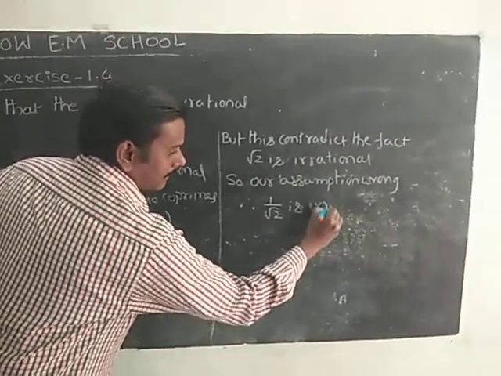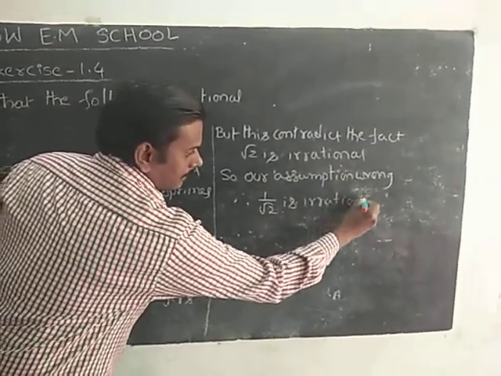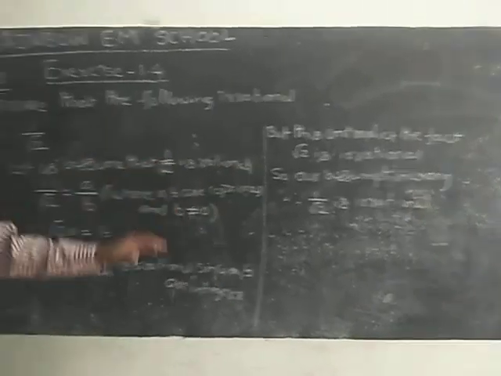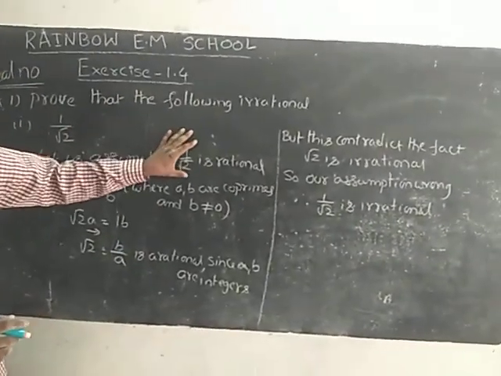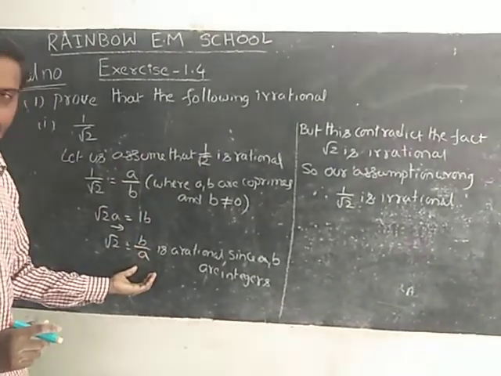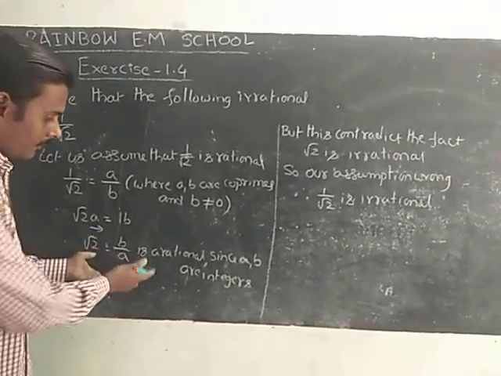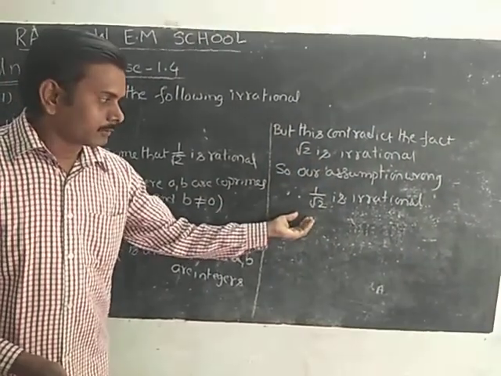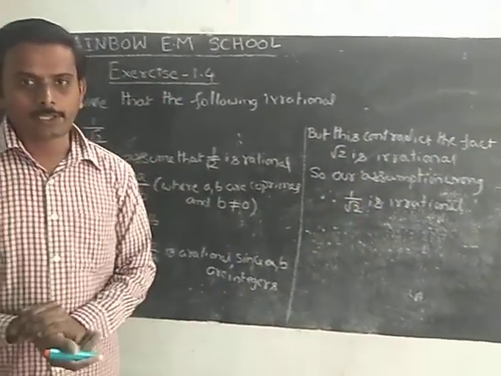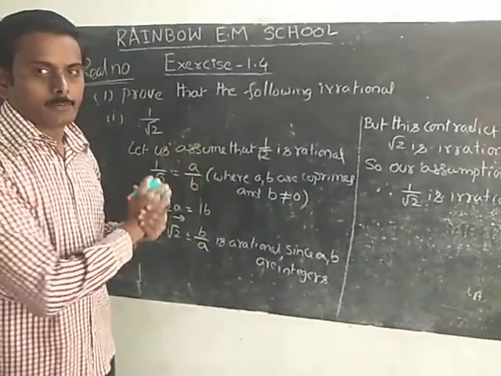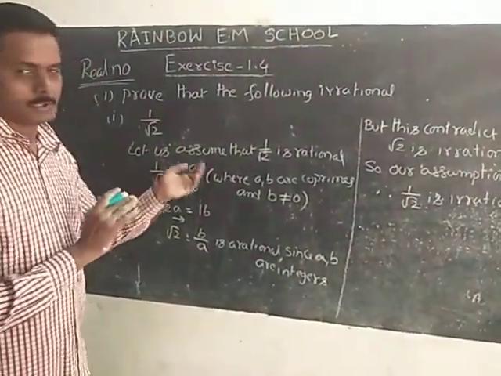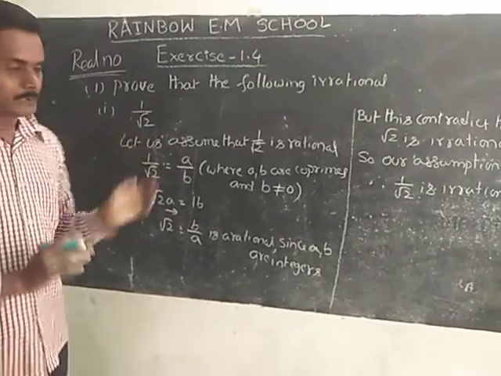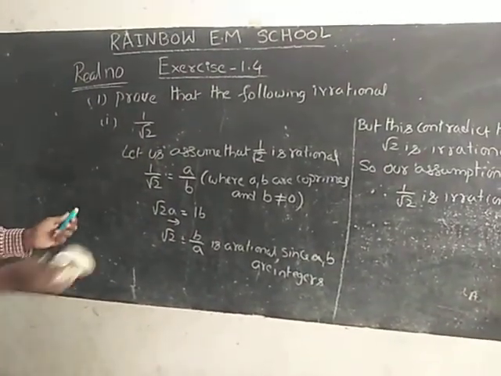Okay, this process is called proof by contradiction. First we have taken the given number as rational. We do some process here. After the conclusion we get that our assumption is wrong. Finally we can conclude that 1 by root 2 is irrational. Okay, this is one type of model to prove an irrational number. Okay, next one in the same exercise.